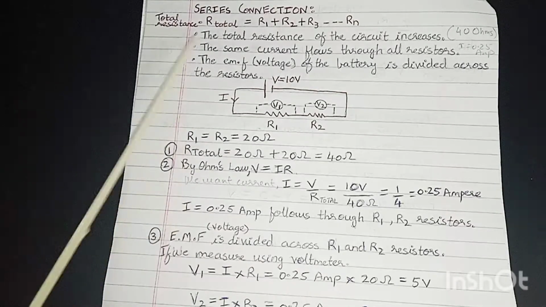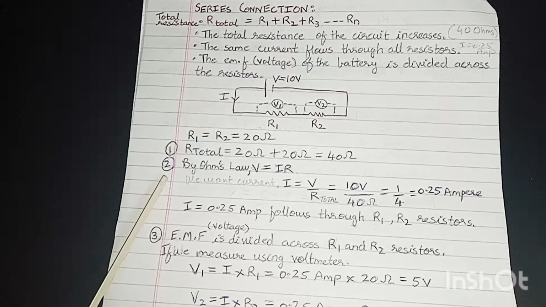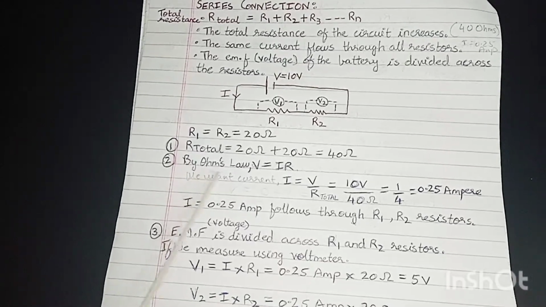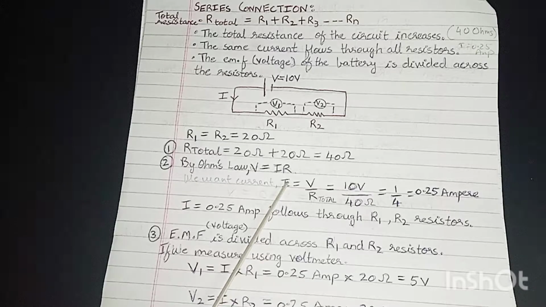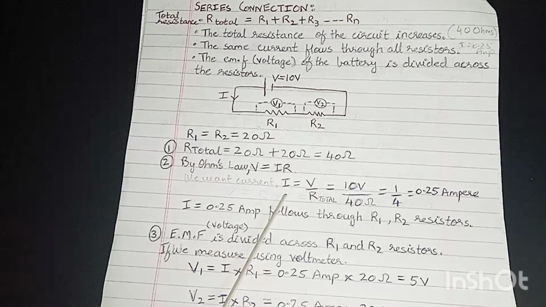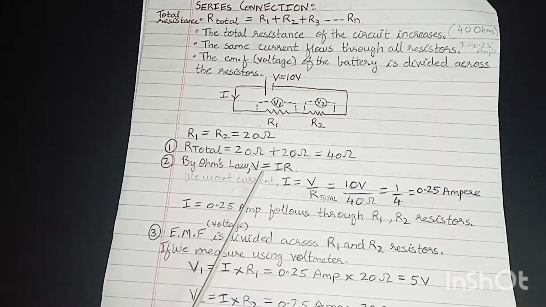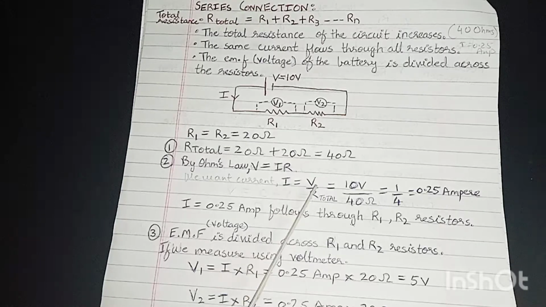By Ohm's law we have to prove that the same current flows through all the resistances. So we will be proving that right now. This you are already aware: by Ohm's law, V is equal to IR. We have to find out what is the current. So I is equal to, this R we can put in the denominator, so I is equal to V by R.